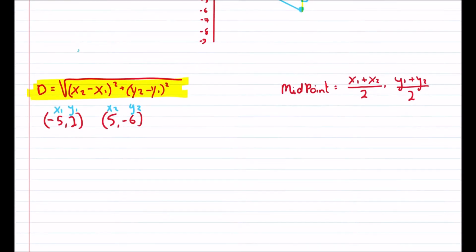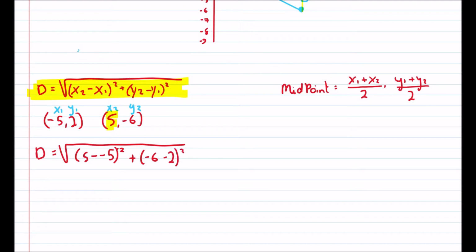And all we do then is we take our formula and we plug these points in wherever we see x1 or x2 or whatever. So d equals the square root of, now x2 is the 5. So bracket 5 minus x1 is minus 5, so minus minus 5, squared, plus y2 is minus 6 and minus 2. That's all to be squared. We could throw it into our calculators and it'll give us an answer, but let's just do it out. So 5 minus minus, well that's 5 plus 5, to be squared, and then we have minus 6 minus 2, which is minus 8, squared.